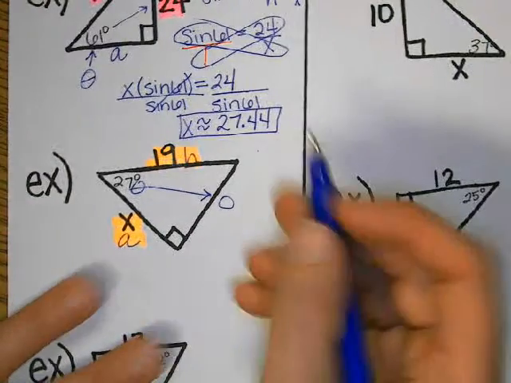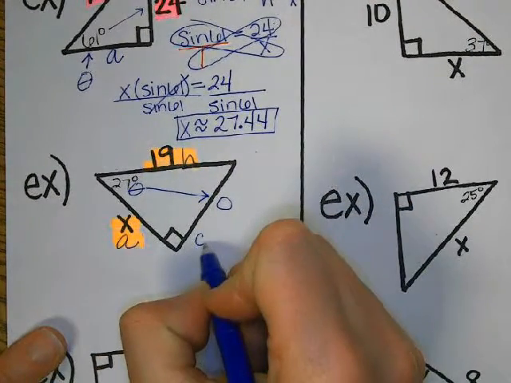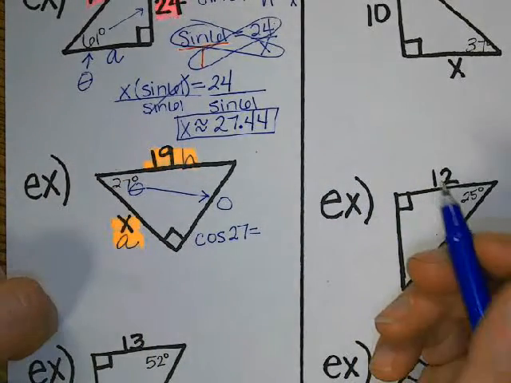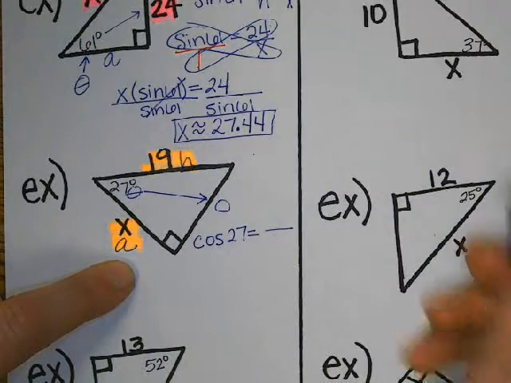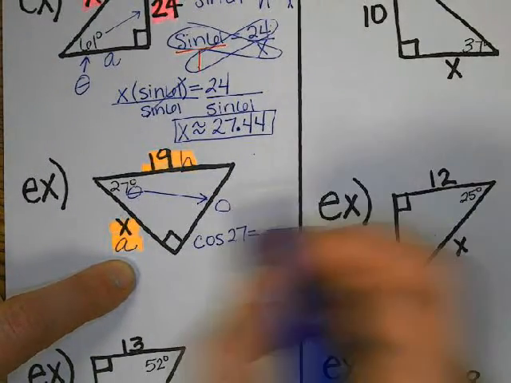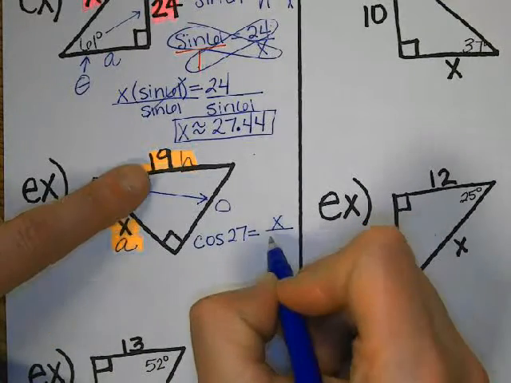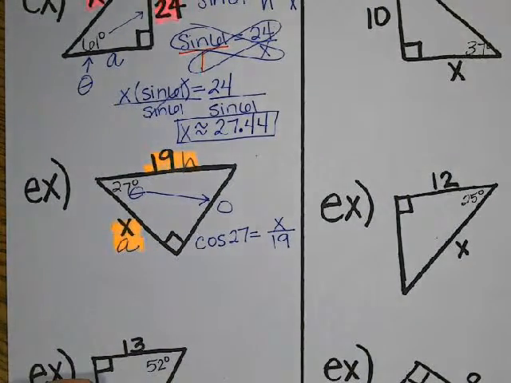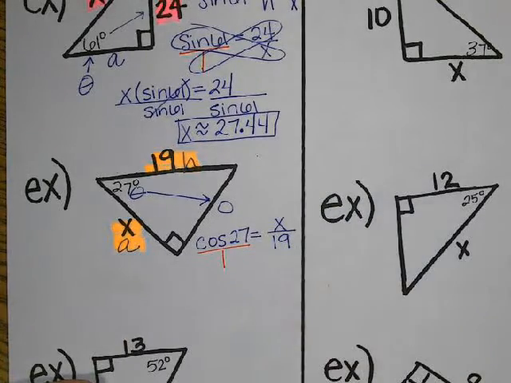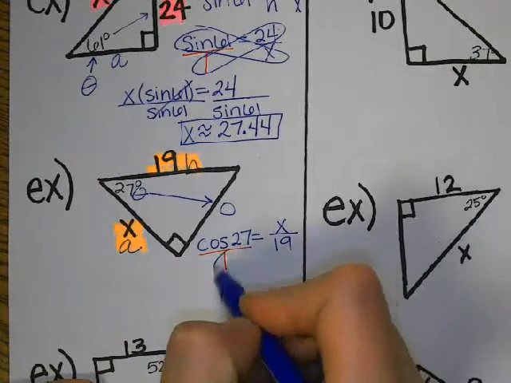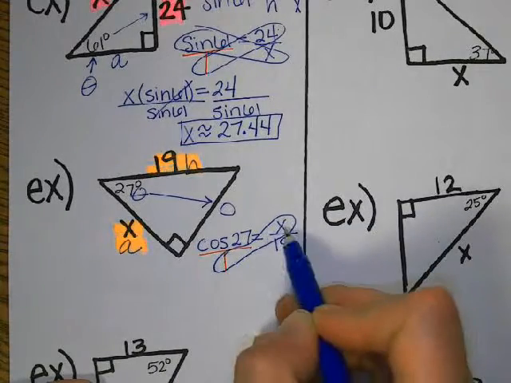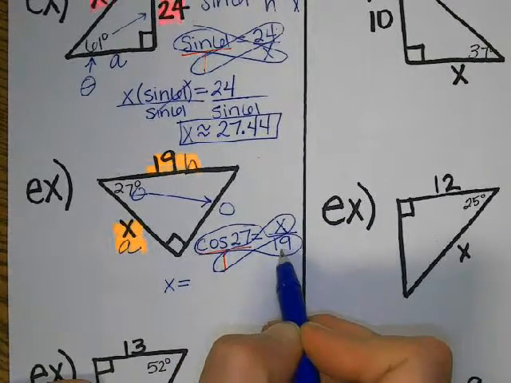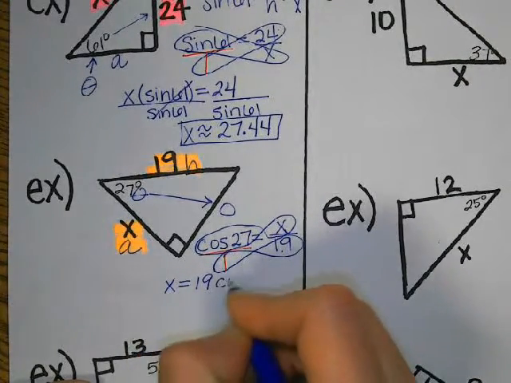Okay, so we're going to say, we'll set this up by saying cosine, and instead of theta, we're going to say 27 equals, and then we're going to say adjacent over hypotenuse. So that's going to be x for adjacent and 19 for hypotenuse. Okay? Then we're going to make a cross product to solve it. So we'll put cosine over 1, and we'll cross multiply. This cross product is just x.